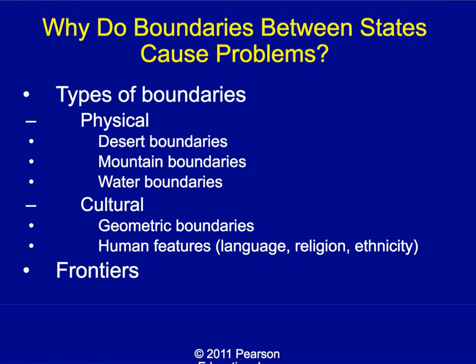And then there's the water boundaries. This includes rivers, lakes, oceans. These are most commonly used as boundaries. In fact, between the United States and Canada, we have a water boundary. But we also have another type of physical boundary, and that's a geometric boundary.